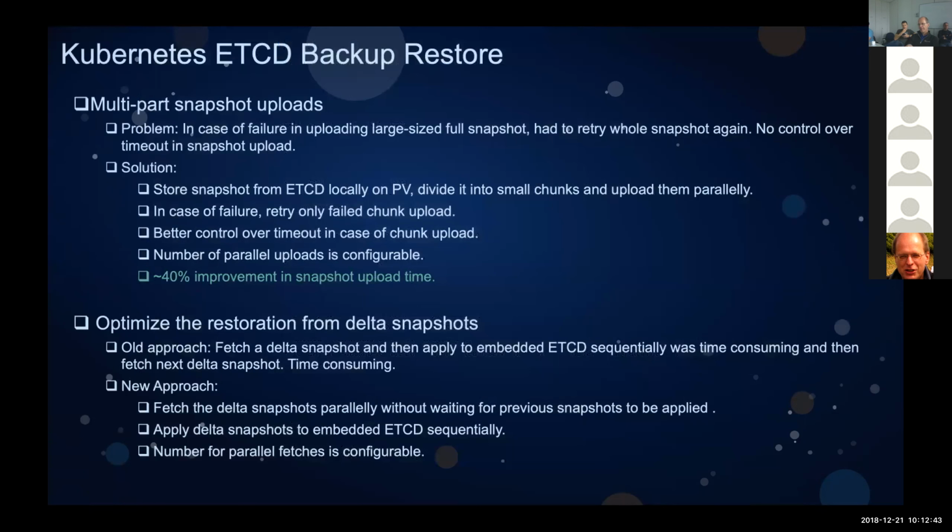Previously, we were using the simple snapshot upload command of the individual cloud provider. Now we have multipart snapshot upload. So we'll take a snapshot, store it locally in a temporary file, and then upload it chunk by chunk. We'll use the multipart support from different cloud providers. And this way we actually saw a significant, around 40%, improvement in the snapshot upload time.